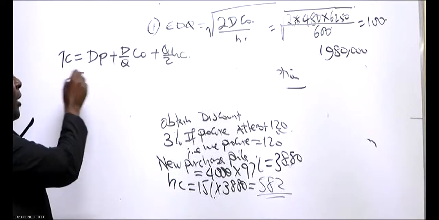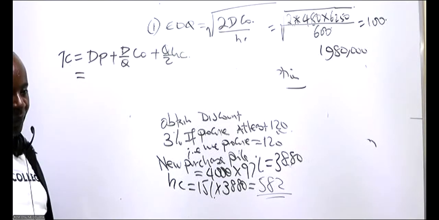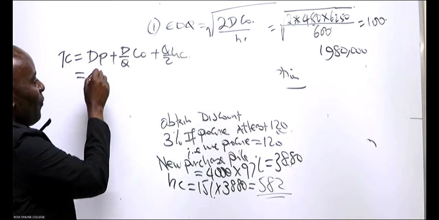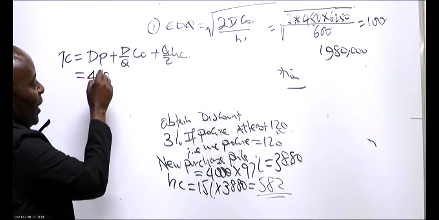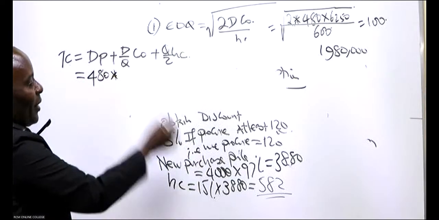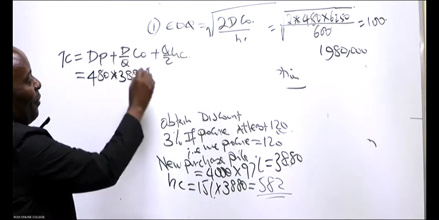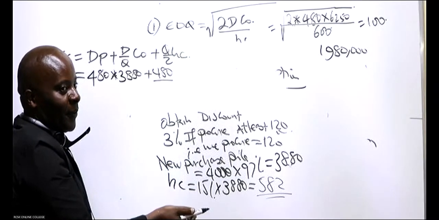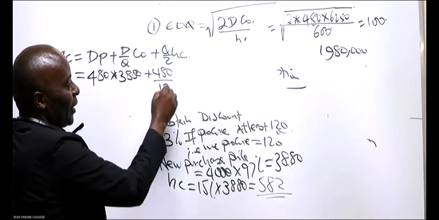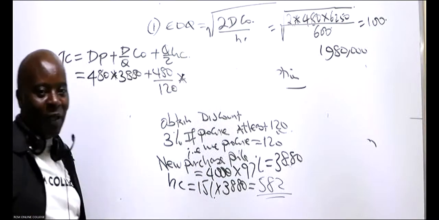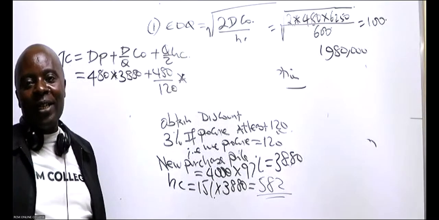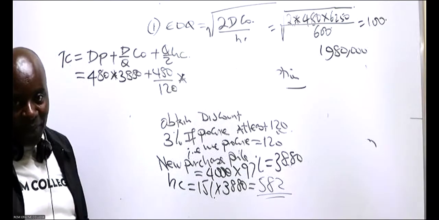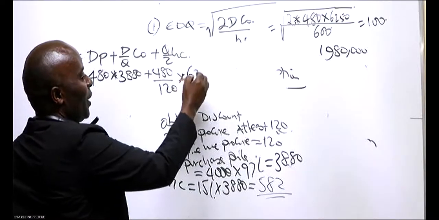Okay, we move slowly here. What is the annual demand? Annual demand of mattresses? 480, yeah? Times the new price at 3880. Annual demand is 480. This time around, what is the quantity? 120 for us to get the discount. Cost per order won't change because cost per order will always remain the same. So what is the cost per order? 6250, isn't it? 6250, yeah.